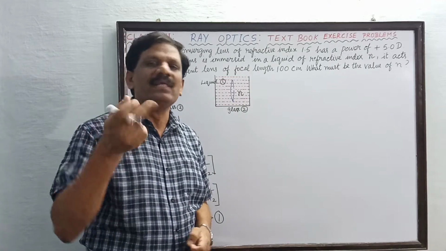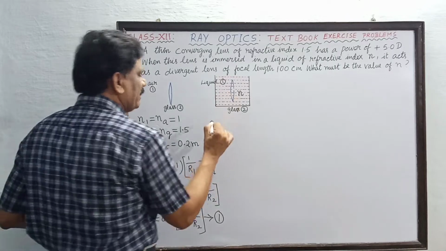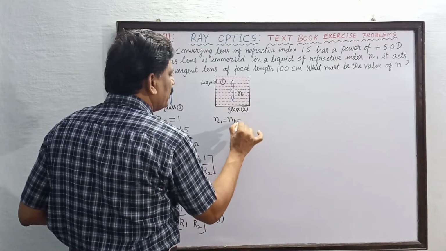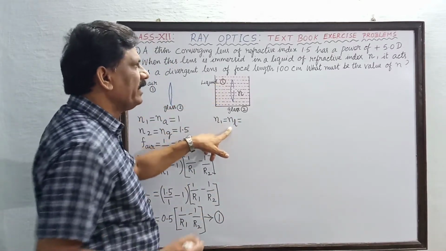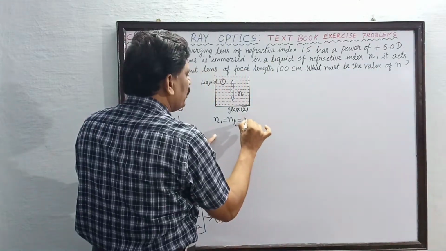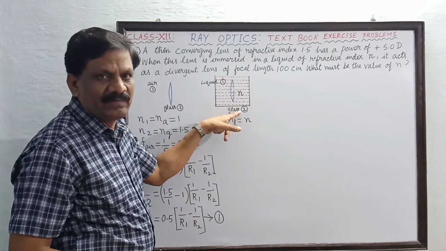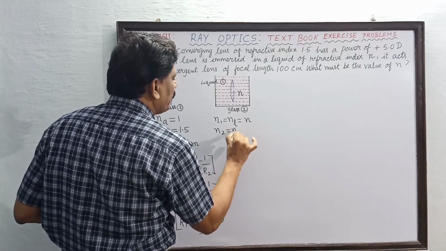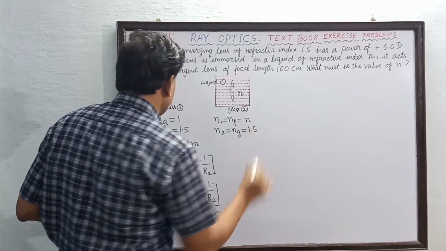This is the first equation when the lens is kept in the air medium. Now when the same lens is immersed in a liquid, in the second case n1 is equal to n liquid. The first medium is a liquid here, therefore n1 is equal to n. And the second medium is here also glass only, because the lens is actually made of glass. So in this case n2 is equal to n glass, that is 1.5.